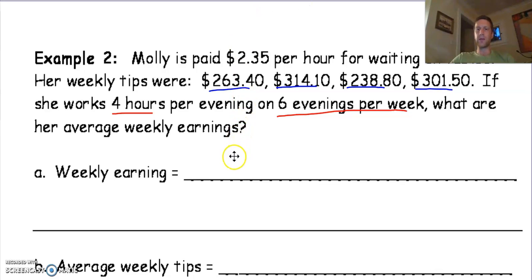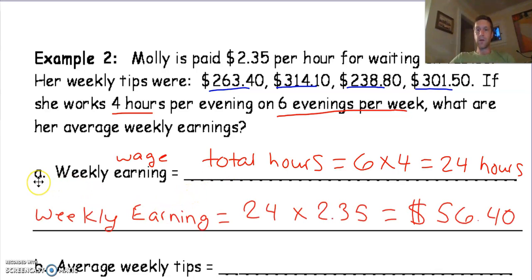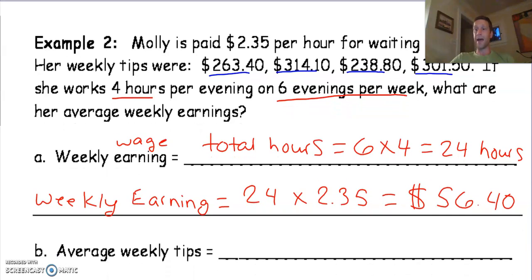So the first thing we need to do here is find her weekly earnings. Not the tip portion, but the weekly earnings from what she makes per hour. Earning again means wage. So total hours is the first part there. 6 times 4 gives me 24 hours in the week for Molly. So we take that 24 hours, multiply it by her rate of 2.35, and we get $56.40 for that portion of her pay.